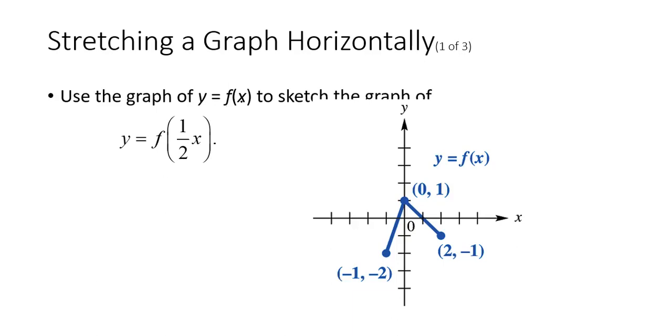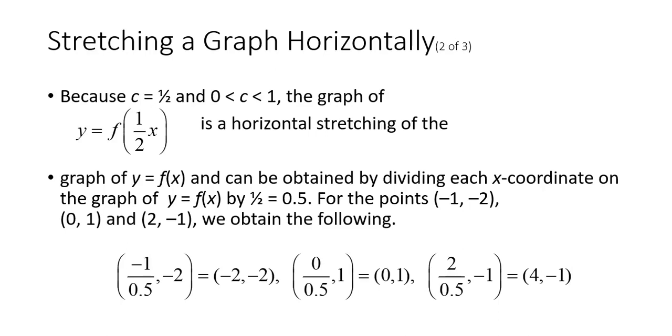Use the graph of y is equal to f of x to sketch the graph of y is equal to f of 1/2 x. So f of x is given to me, and these points are known. 0, 0, 2, -1, -1, and -2. These are the points given in my f of x graph.